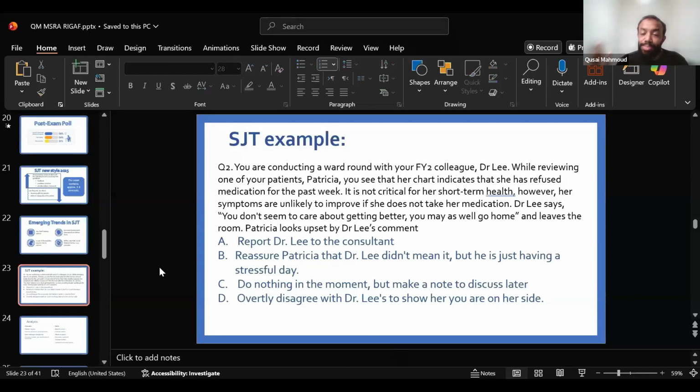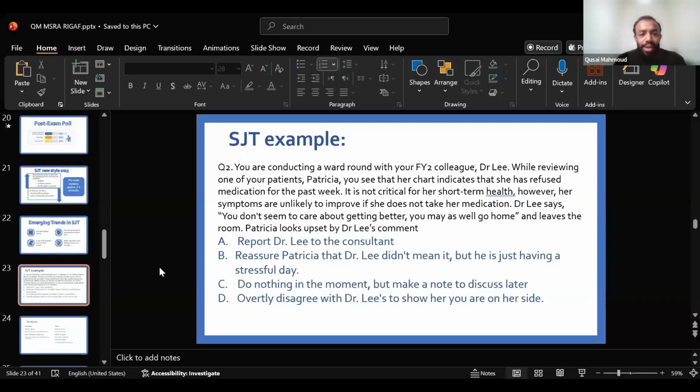SJT is a professional exam, a professional dilemma. You have to be professional. A is very premature, I agree, but professional. In D, you are doing nothing. You are not supporting the patient. Now you overtly disagree. Okay, that's fine. How would you calm this patient? How would you save her dignity? Nothing. You are just standing with her.